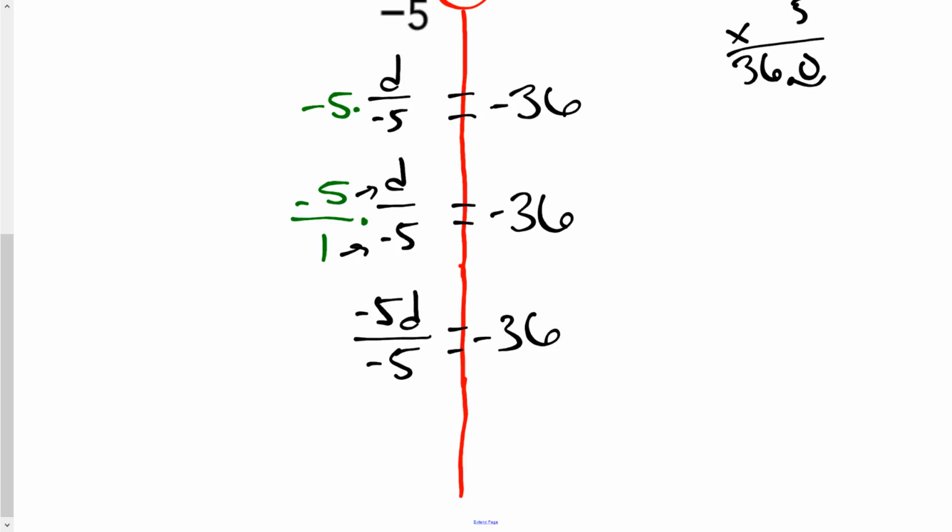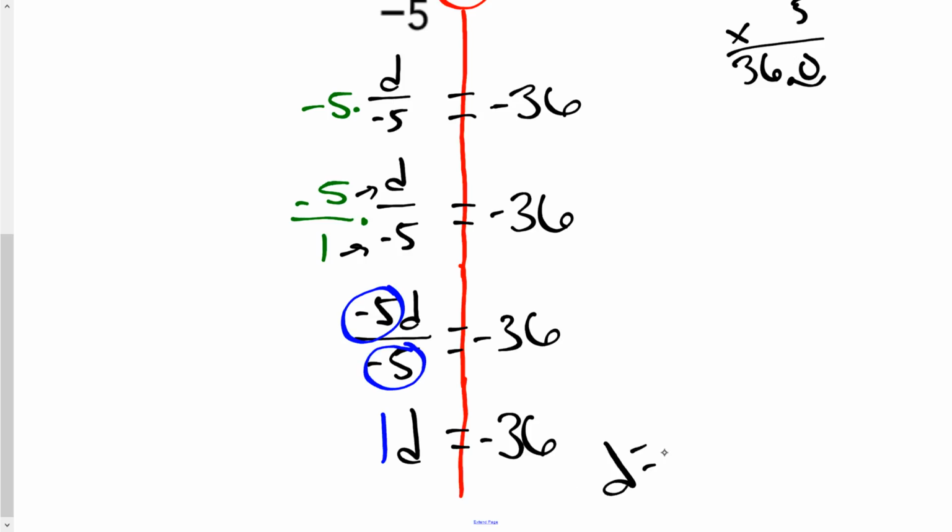Well, let's take a look at the coefficient here. I have a negative 5 divided by a negative 5 here. Well, negative divided by negative is a positive, and 5 divided by 5 is 1. d equals negative 36. And we know that we don't have to actually write the 1. That's that creepy coefficient. So we're going to be left with d equals negative 36.